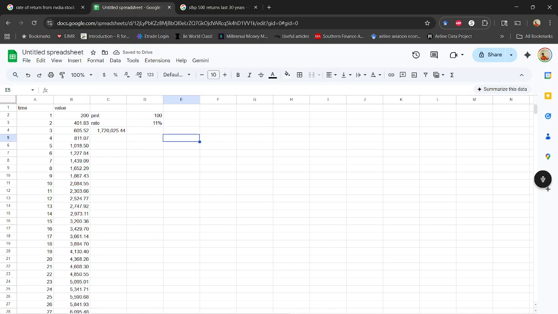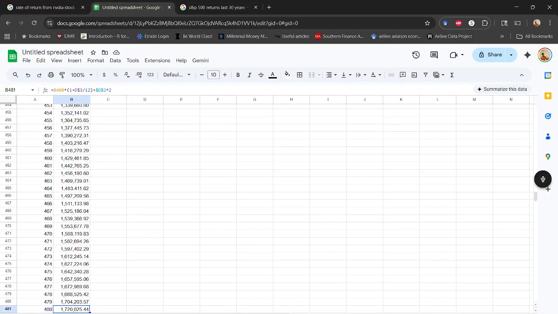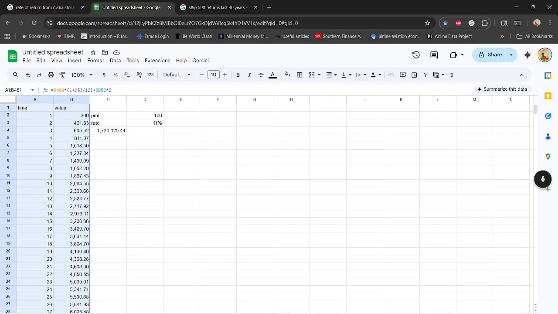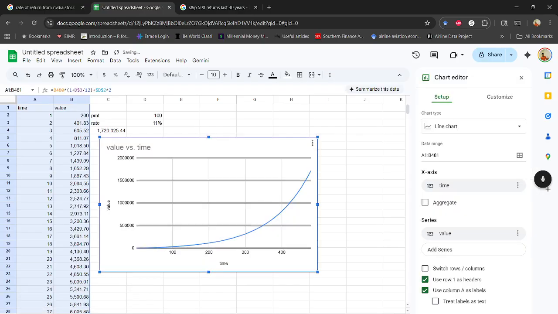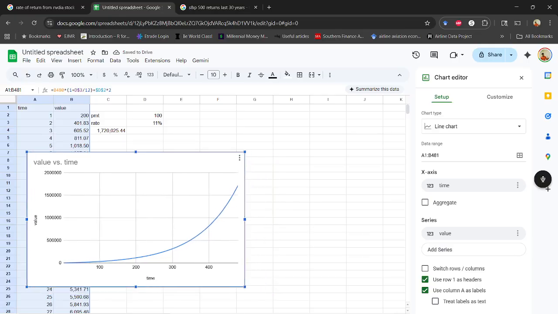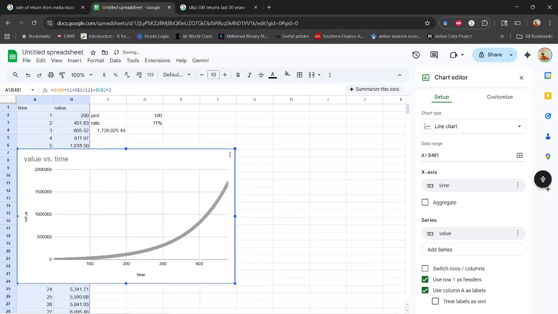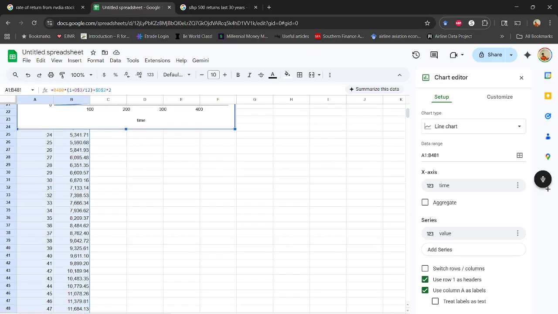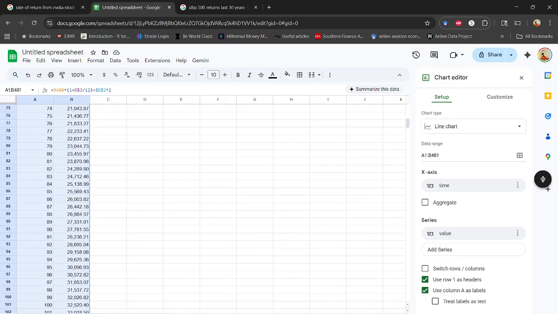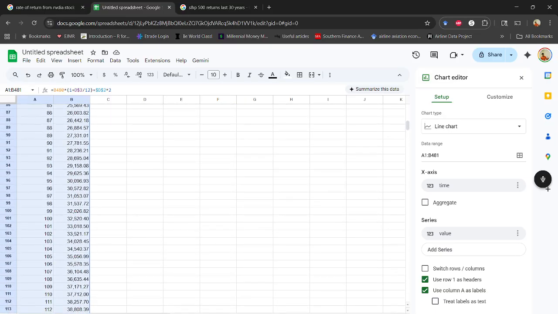Now, we can actually create a chart of this. So let's make a chart of this time and value. So you can see how initially it might not seem to be growing much. For the first 100 months, it's not even achieved 100,000 probably. Let's see. First 100 months, it's not even achieved 100,000, just 35,000.